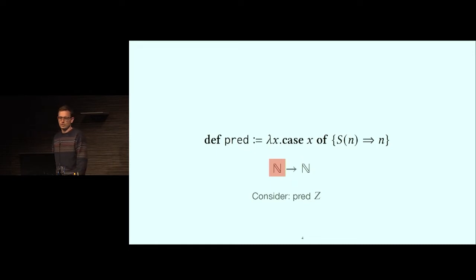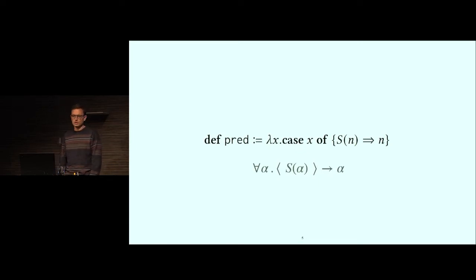So what alternative do we have? If we work within a system which has polymorphic variants, say OCaml, then we could consider the successor constructor to be a polymorphic variant. In that case, we would infer the following type: for all alpha, a polymorphic variant which contains one constructor, and as result we return alpha. But this is also not what we want.